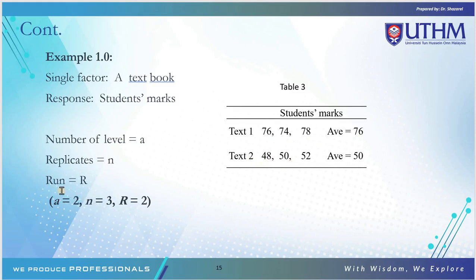And then run, we represent it as r. Run refers to the level of the factor. We only have 2 levels, or 2 types of textbooks. That is why our run is equal to 2.